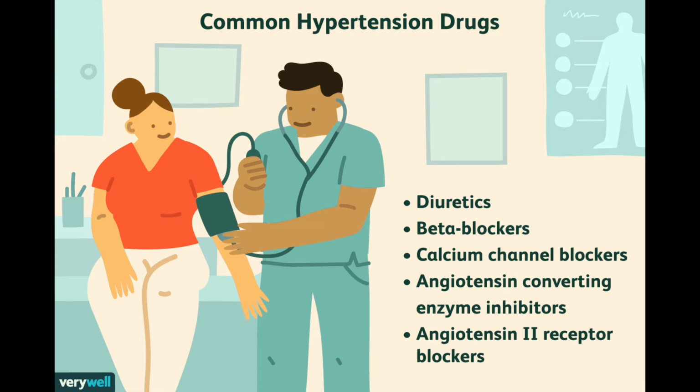Some commonly used high blood pressure medications include diuretics, angiotensin-converting enzyme inhibitors, angiotensin II receptor blockers, and calcium channel blockers. If these medications are not effective, your doctor may also try alpha blockers, alpha-beta blockers, beta blockers, aldosterone antagonists, renin inhibitors, vasodilators, or central acting agents.